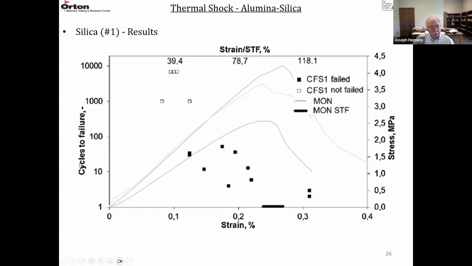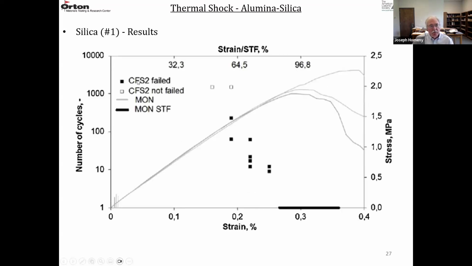And then the cycles to failure. They calculated the maximum strains off of the maximum in these curves here. And that's your strain to failure. And then the percentage that was used in the cyclic test go from maybe 39 to 118. So the open squares did not fail at the lower strain percentages, but as you increase the strain percentages, this one was actually higher than 100%. They failed. This one failed after a few cycles.